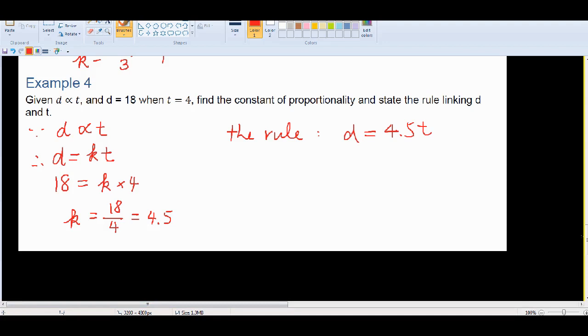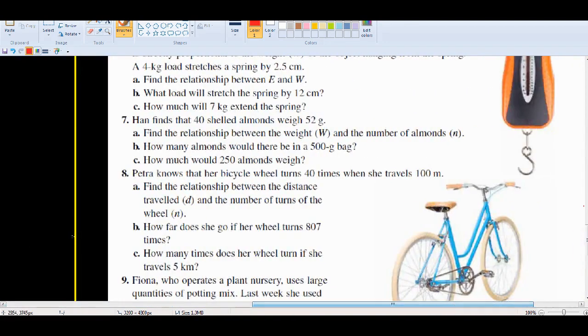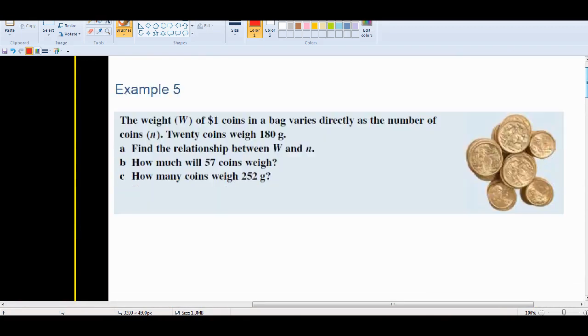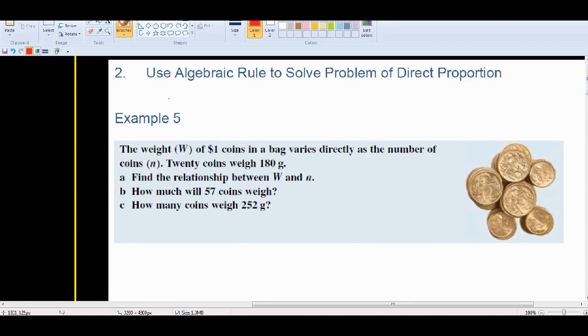Alright, so let's move on to our next part. The second part of this video is about using an algebraic rule to solve problems of direct proportion.